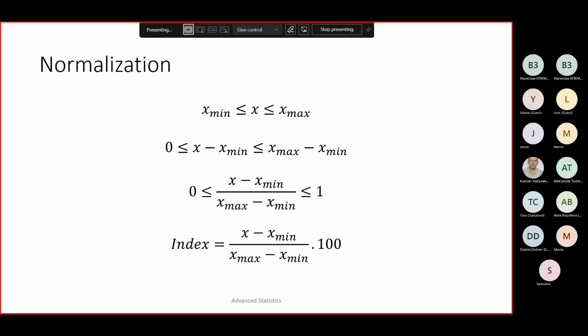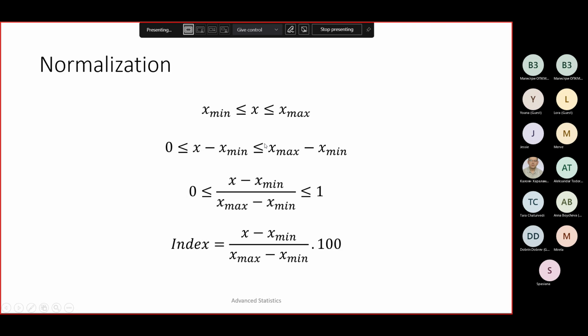First, from all three parts of this formula, we take x minimum. So x minimum minus x minimum, the result is 0. And after that, x minus x minimum and x maximum minus x minimum.